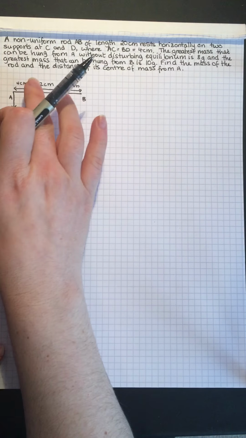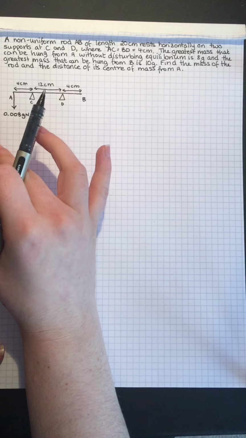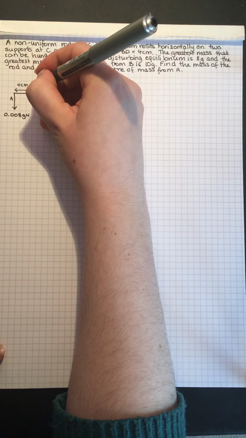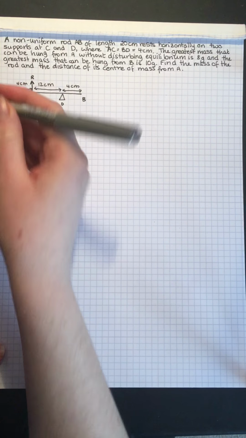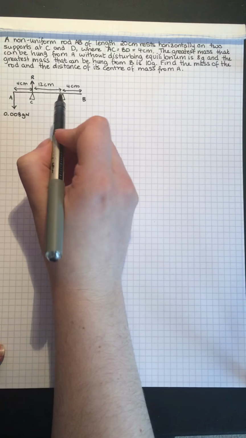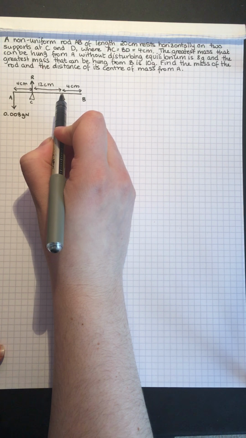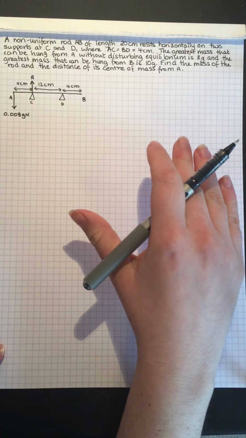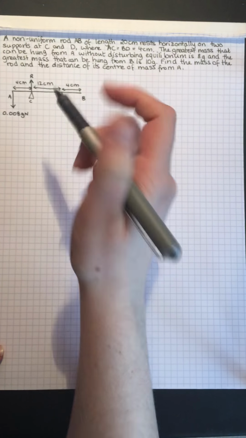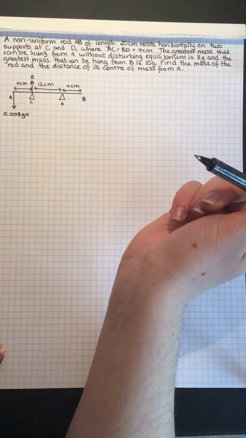And if this is the greatest mass that can be hung without disturbing equilibrium, that means that it's about to tip, and it makes sense to say it's about to tip about C. So there's definitely going to be a reaction force at C. But if it's really on the point of tipping, that means the reaction force at D will be 0. So it's now not really resting on D at all. It's actually just about to come off from D.